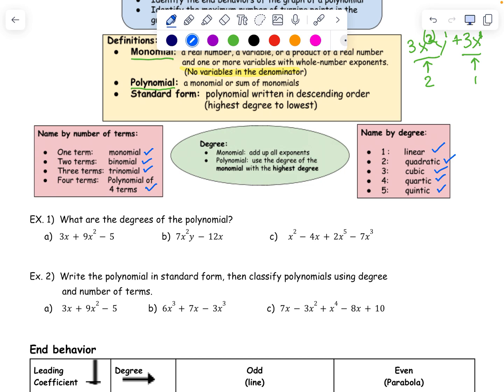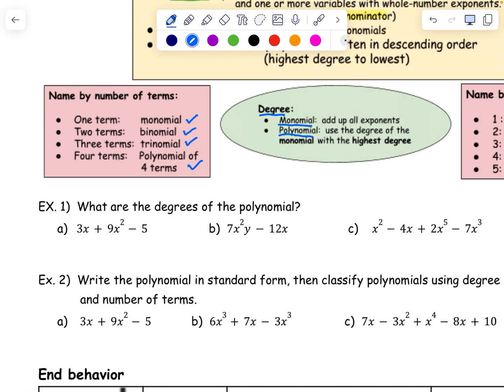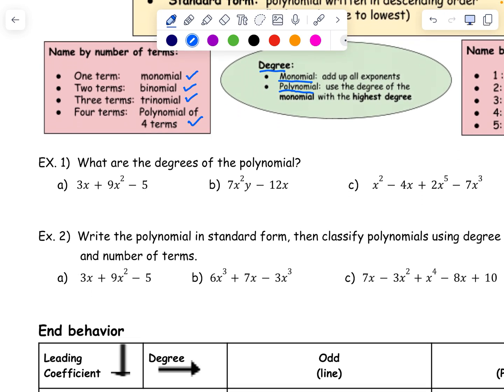If we're talking about degree, for a monomial we just add up all the exponents. For a polynomial, we use the degree of the monomial with the highest degree. Let's look at the degree of these polynomials. We have 3 terms in A: one term has degree 1, one has degree 2, and one has degree 0. So the highest degree is going to be 2.